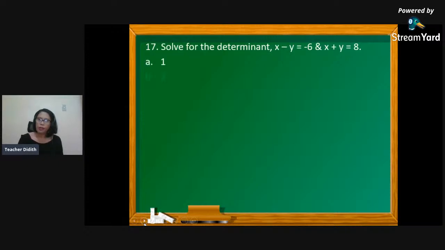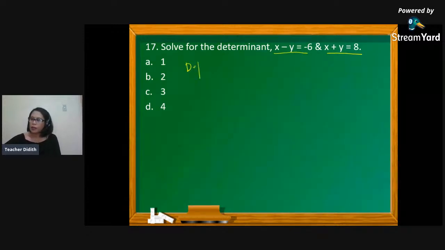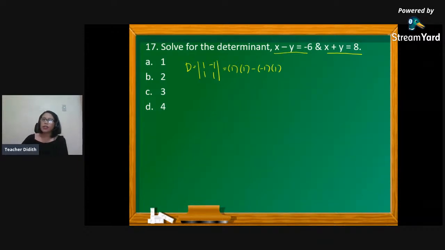Okay, another solving for determinant. This is first equation and this is second equation. So we have D equals A sub 1, B sub 1. So we have 1 and 1 respectively. And then negative 1 and 1 respectively for B1, B2. And then this is 1 times 1 minus the product of negative 1 and 1. Okay, may mga answer na. So that's 1 minus negative 1 and that is 2.